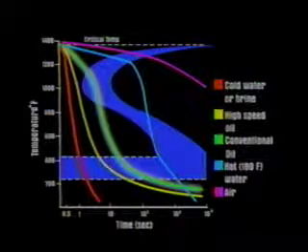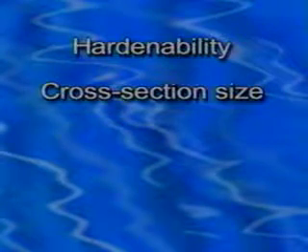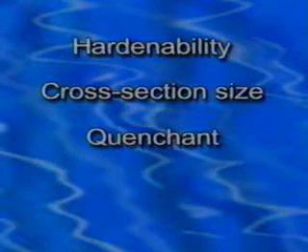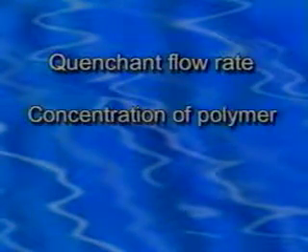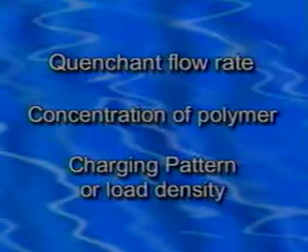Therefore, it is important to select the right quenchant to properly harden steel. The ability to harden steel is actually dependent on many factors. These include hardenability, the inherent ability to harden the steel or the steel alloy selected, cross-section size, quenchant, quenchant temperature, quenchant flow rate by the part, concentration of polymer, and charging pattern or load density.